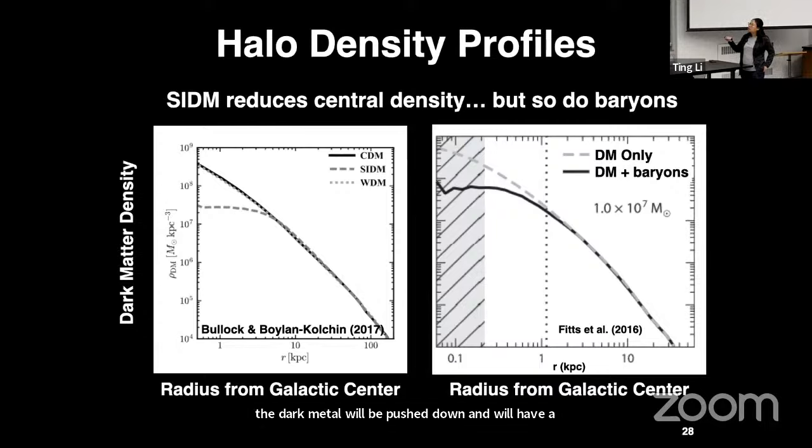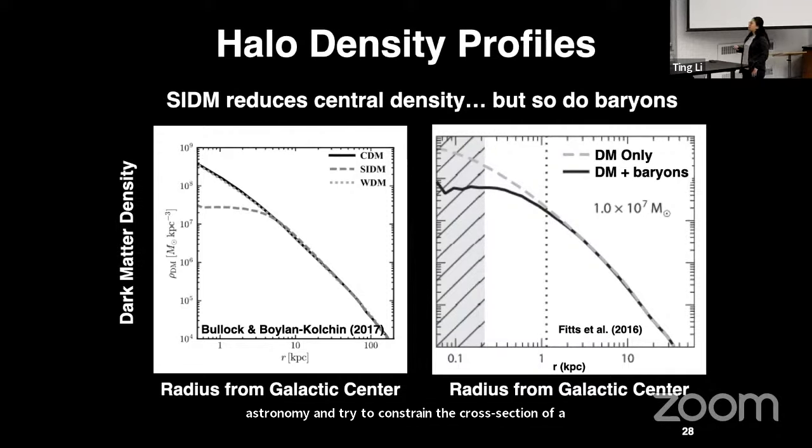So we call this a core profile for the dark matter, while the CDM will give this cuspy profile. So whether the dark matter distribution is cusp or core will tell us what the cross-section is for this self-interacting dark matter. This is something we're also trying to measure in astronomy and constrain the cross-section of self-interacting dark matter.